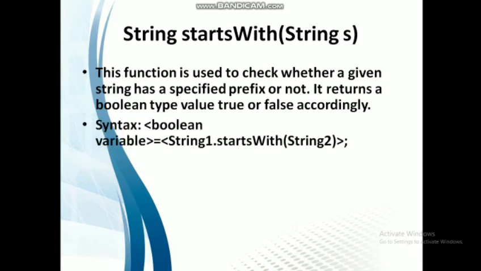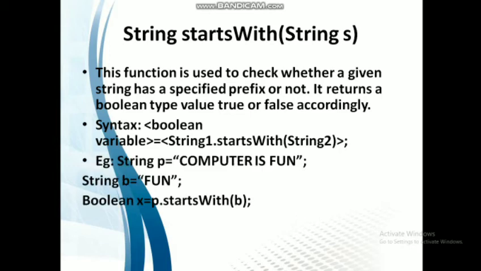Then syntax is Boolean variable is equal to string 1 dot startsWith of string 2, and example is string p is equal to "computer is fun", and string b is equal to "fun" again. Boolean x is equal to p dot startsWith of b. So p is "computer is fun", and we are checking whether it is starting with "fun". So your answer will be false, because it is not starting with "fun", it is starting with "computer".